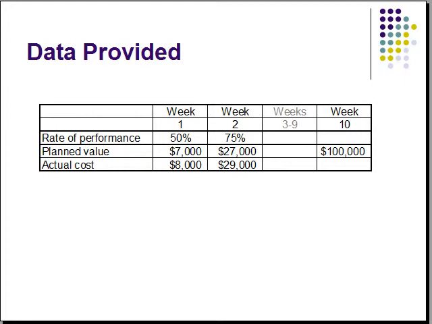In week 2, the rate of performance was 75%, the planned value was $27,000, and the actual cost was $29,000. The original time estimate given to us is $100,000, ending in week 10.